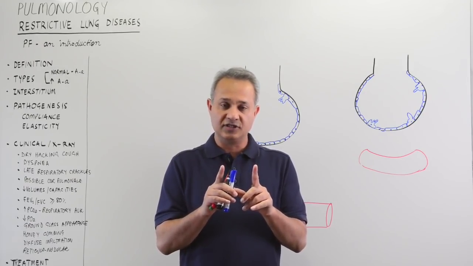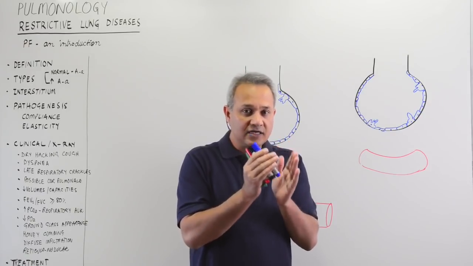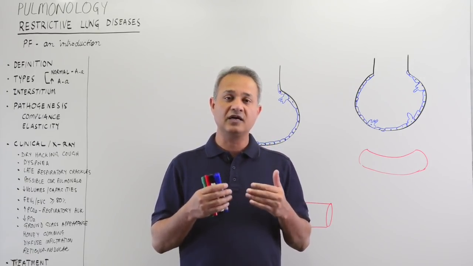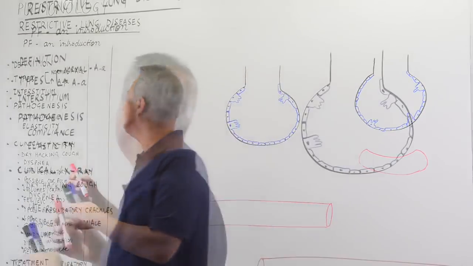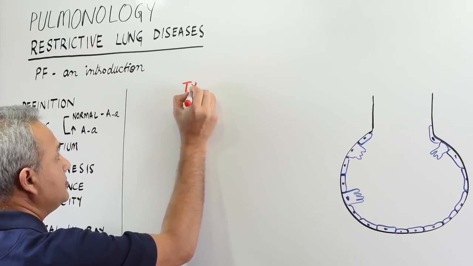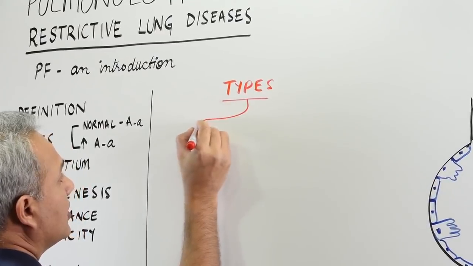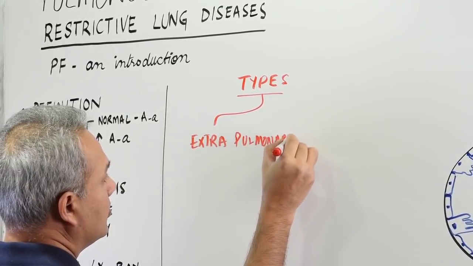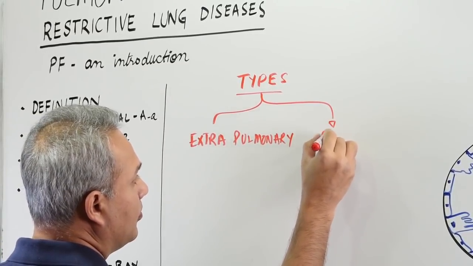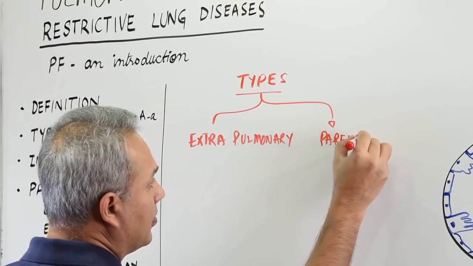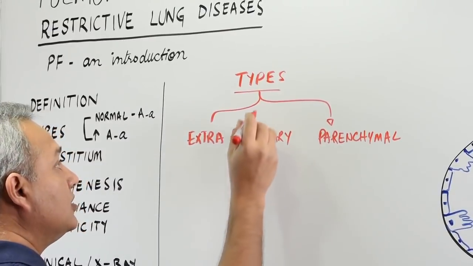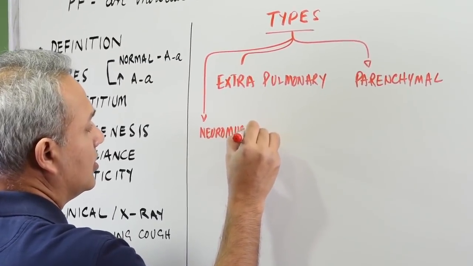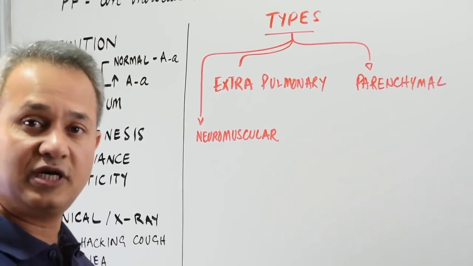There are three primary types of restrictive lung diseases, and under each type we have separate definitions. The diseases that we will primarily cover in this series are going to be the lung parenchymal diseases. So let's first look at the types of the restrictive lung diseases. The types are extrapulmonary, pulmonary, parenchymal, and neuromuscular. So three primary categories of the disease.